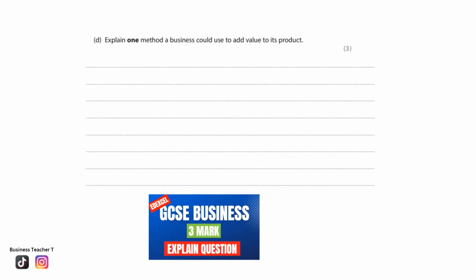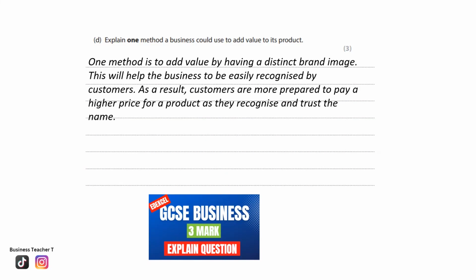Another 3-mark question. Explain one method a business could use to add value to its product. And one possible answer is: one method is to add value by having a distinct brand image. This will help the business to be easily recognized by customers. As a result, customers are more prepared to pay a higher price for a product as they recognize and trust the name.